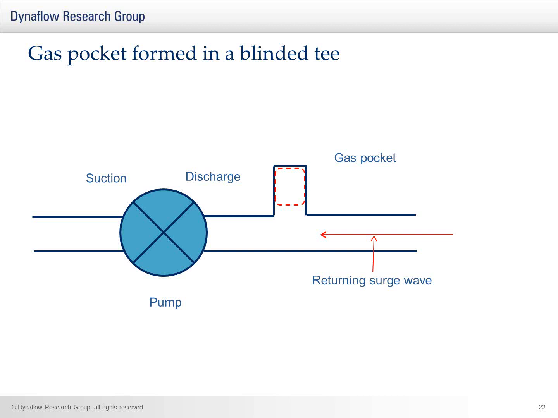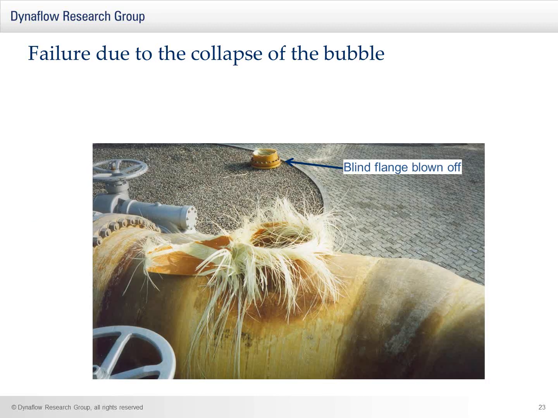The effect of this pressure peak was quite spectacular, given it was a fiberglass line, and this resulted in the blind flange being blown off the T and ending up 3 meters away from the line.